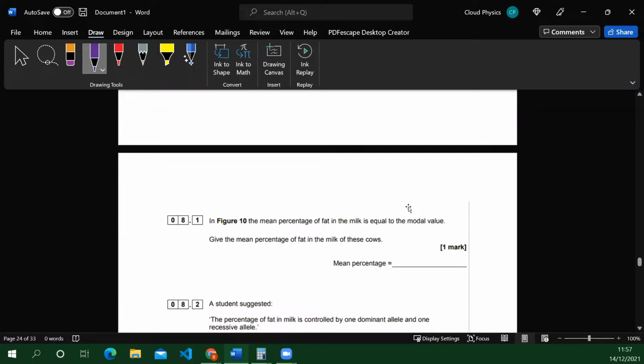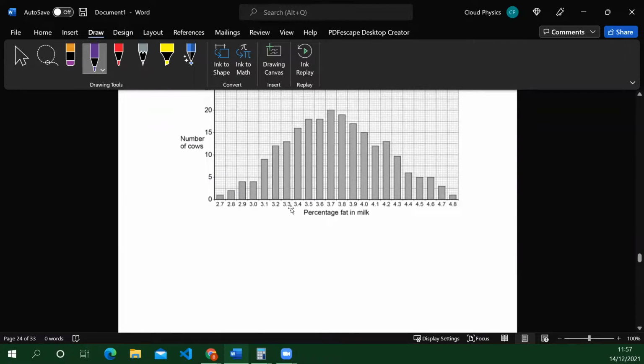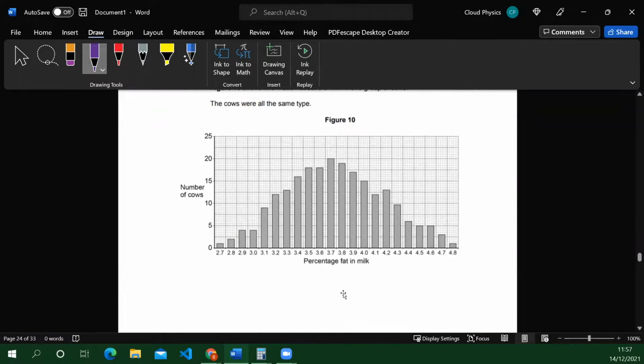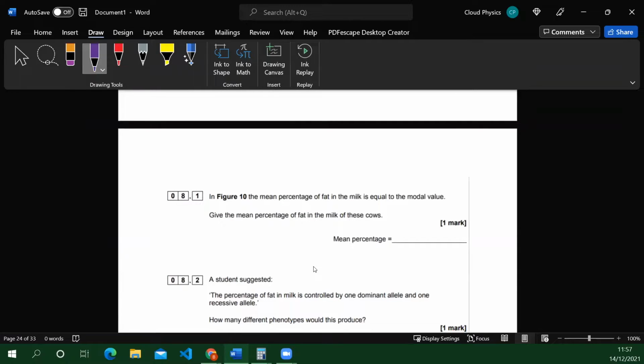Give the mean percentage of fat in the milk of these cows. Okay, the mean percentage is equal to the mode, so it's just understanding what those words mean really here. You don't have to calculate loads of things. The mode is the most common value, so it's 3.7. It says the mean value is equal to it, so it's also 3.7. When you've got 1 mark, it just means read off a graph generally.